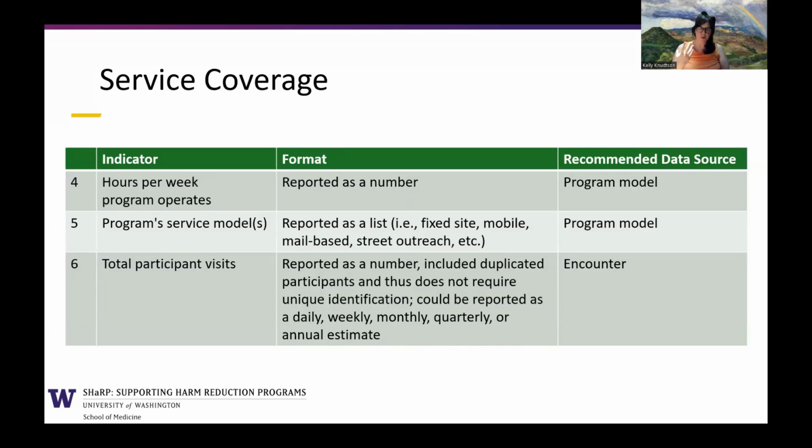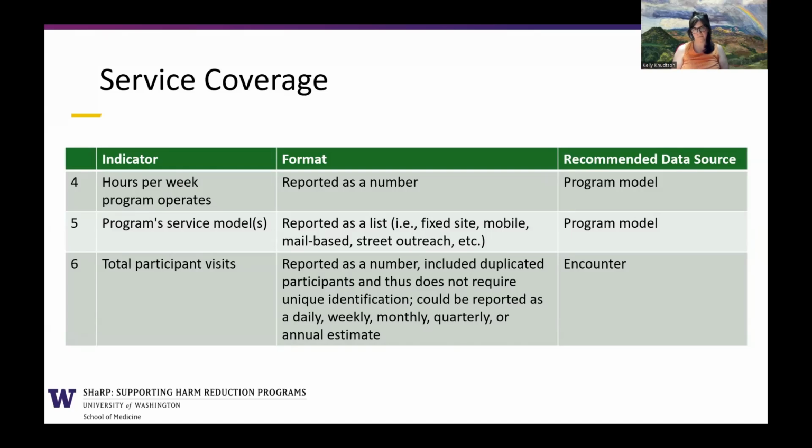Our second domain is service coverage. So at a population level, service coverage is thinking about the geographic reach of a program, and on more of an individual level, it's looking at the level of engagement, the level of services, and the comprehensiveness of service provided to participants. So the three indicators here are the hours per week a program operates, a program service model, and total participant visits.